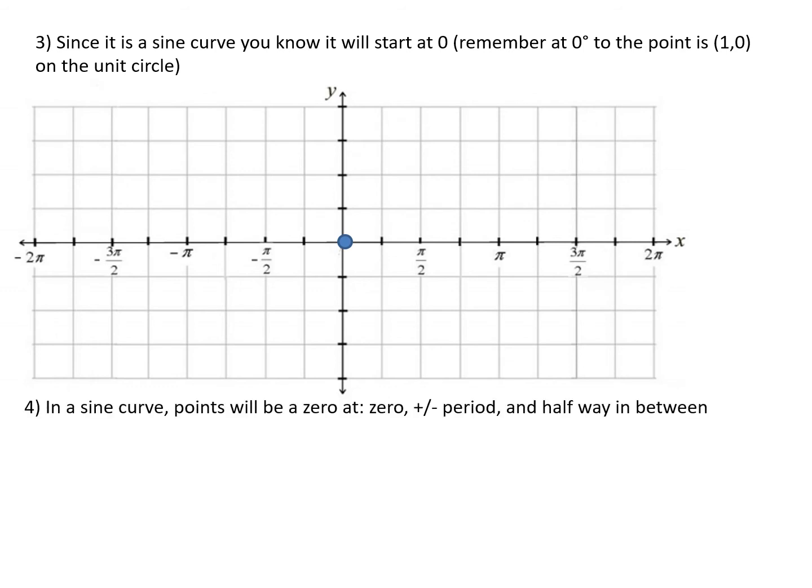Well, I know in a sine curve, it's going to be 0 at both the positive and negative period and halfway between those. So it's going to be also 0 at 2 pi, and it's going to be 0 at negative 2 pi. But it's also going to be 0 halfway in between these two. So it'll be also 0 at pi and negative pi. That will always be true on a sine curve, as long as we don't have any shifts, which we'll be talking about later.